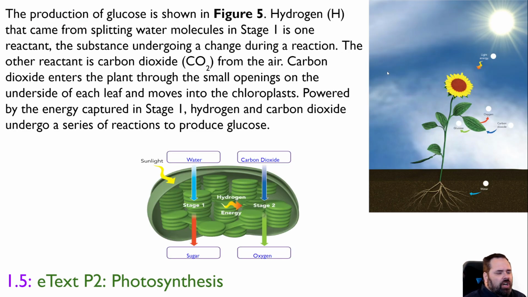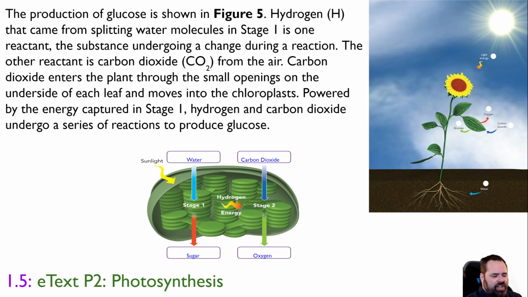The production of glucose is shown in figure 5. Hydrogen, or H, that is coming from the splitting of the water molecule in stage 1 is a reactant. It's coming in. A reactant is the substance undergoing the change during the chemical reaction. The other reactant is carbon dioxide from the air. Carbon dioxide enters the plant through small openings on the underside of the leaf. Those are called stomata, and it moves to the chloroplast.